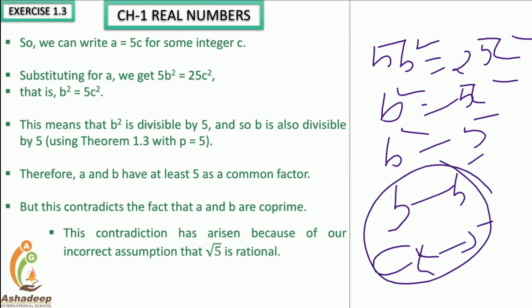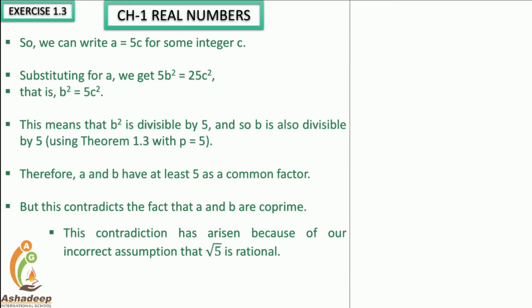So they have at least common factor 5. Therefore, it contradicts the fact that root 5 is a rational number, and thus the contradiction has arisen because of our incorrect assumption. Therefore, we conclude that root 5 is an irrational number.